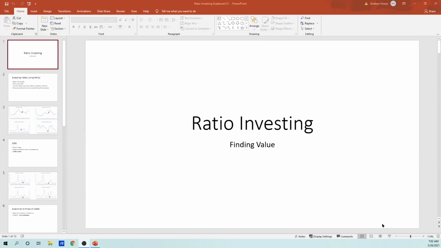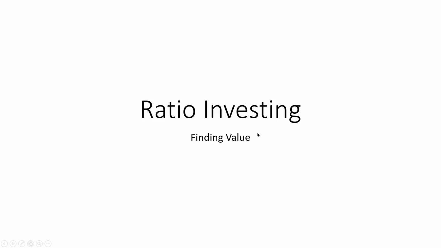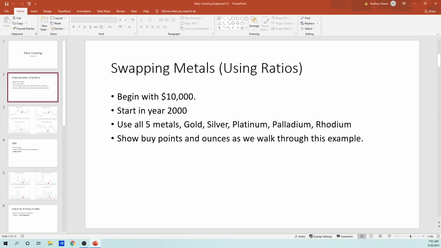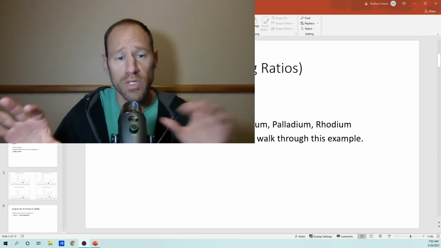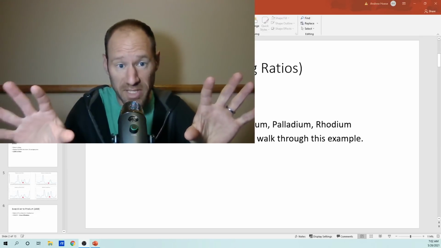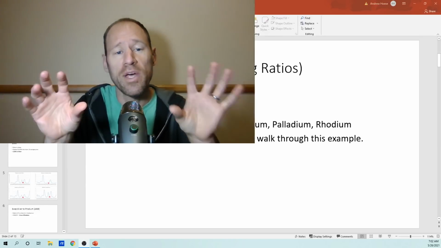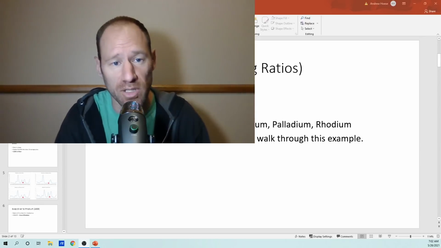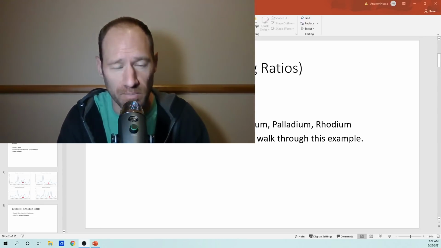I'm going to show you and tell you what it is. So ratio investing. What we're going to do is we're going to use ratios and we're going to use physical precious metals. We're going to buy a physical precious metal. We're going to swap it to something else when the ratio tells us. Now, there is some frictional costs doing the swap at your dealer. He has to make some money. So there's a small frictional cost.